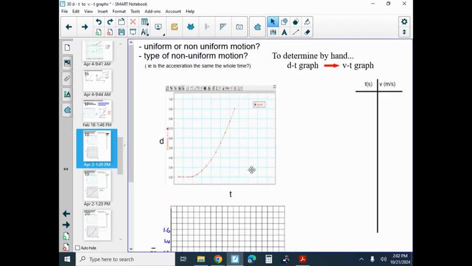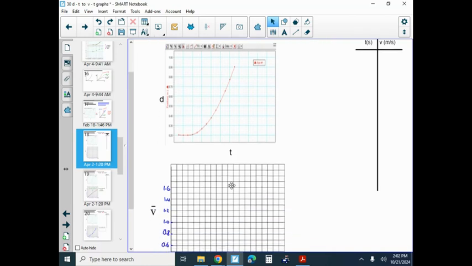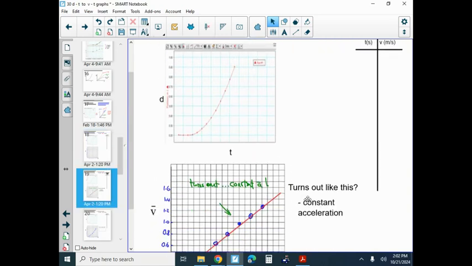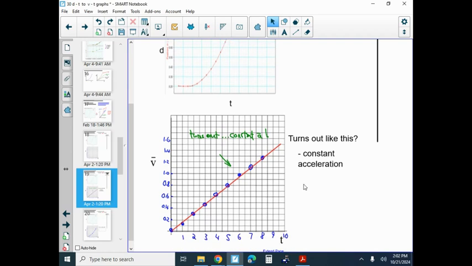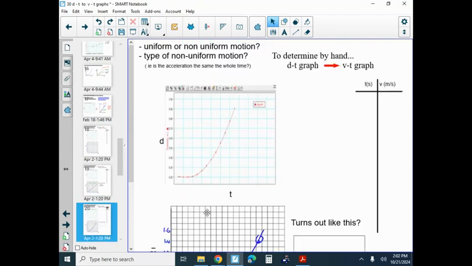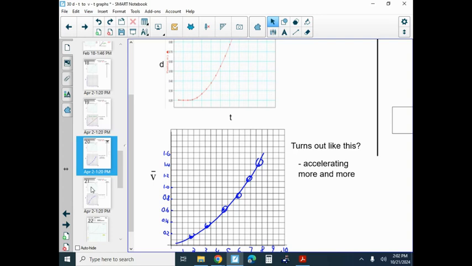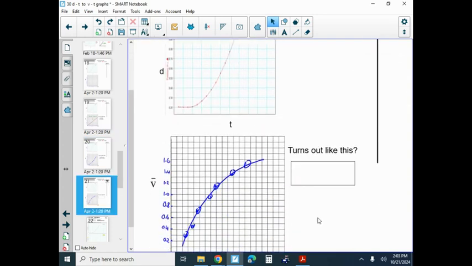So if you're taking a graph like this and making a bunch of tangent lines and graphing the dots, if you got a situation like this, you could say, oh, it's constant acceleration, uniform acceleration. If you do a bunch of tangents and it turns out like this, then you're saying, oh, okay, it's speeding up more and more, and so on. There's a lot of redundancy here. If it turned out like this, then it would be accelerating less and less. Just the same types of results I just went through.